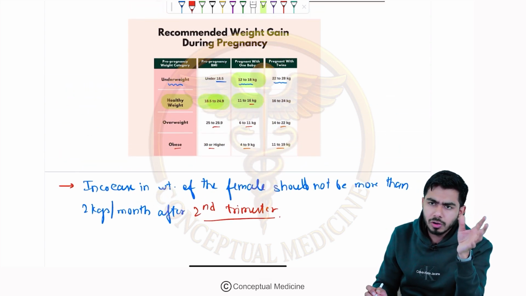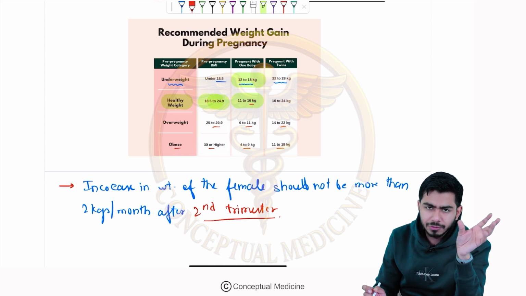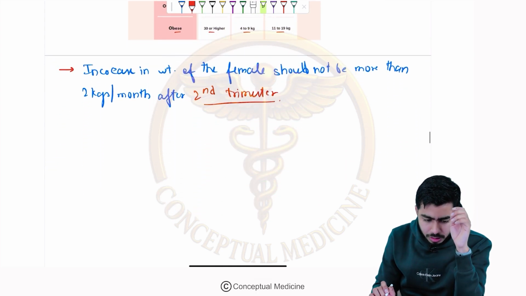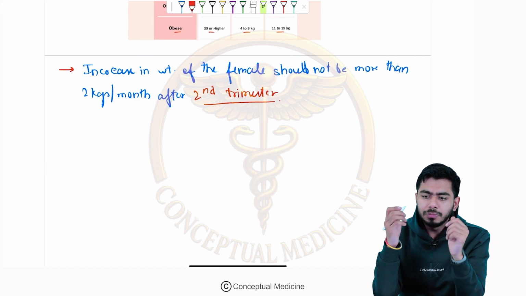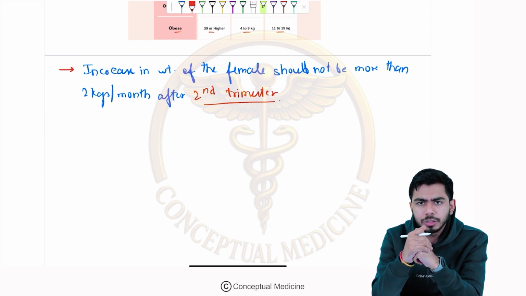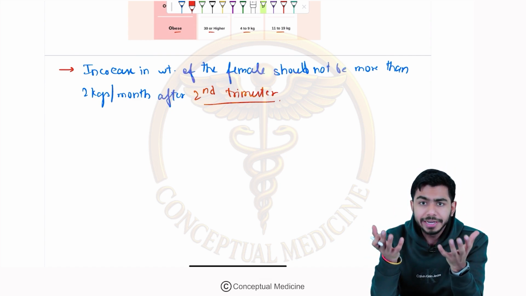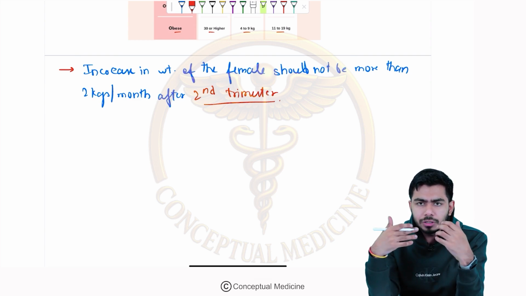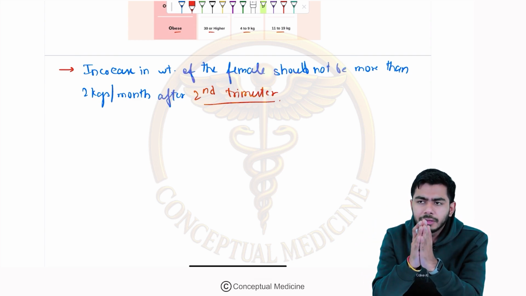So overall around 10 to 11 kg we are talking about, 11 to 15 kg, that is the pregnancy weight with one baby. Okay. Now guys, if the pregnant female is coming to us for the antenatal care visit, we should be doing some screening tests.